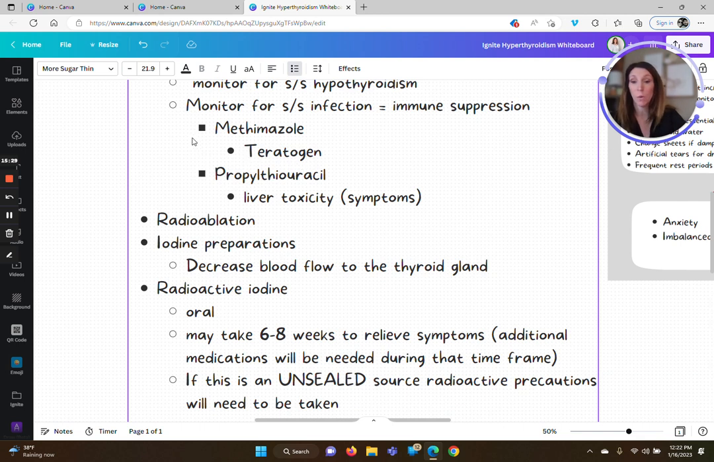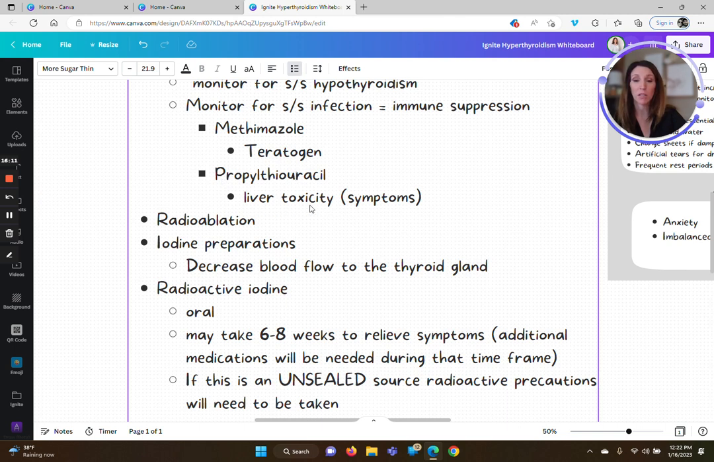So the two most common ones are methimazole. Methimazole, I would say, is definitely used the most. But we want to keep in mind that that is a teratogen, and as we've discussed in the past, teratogens cause fetal abnormalities. So if somebody is pregnant, we do not want them to be taking methimazole. Okay, and then we have propylthiouracil, which is another one. It is not as commonly used, okay, but it is an anti-thyroid hormone.